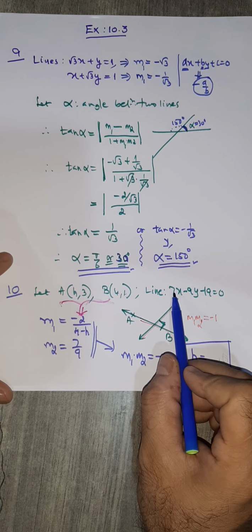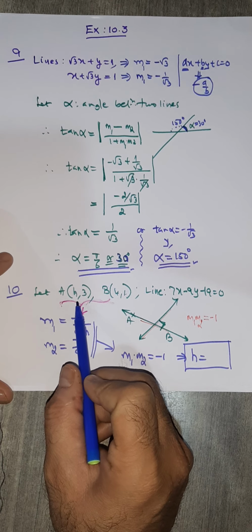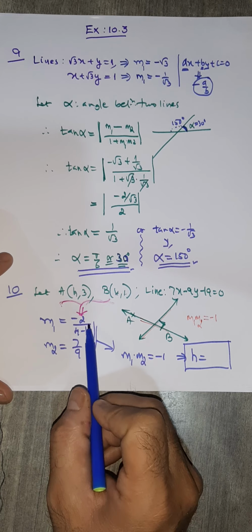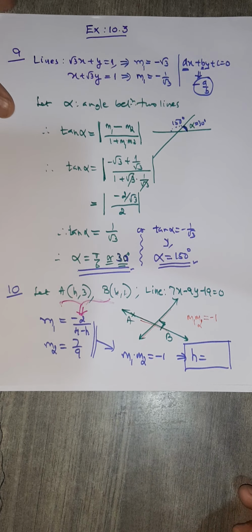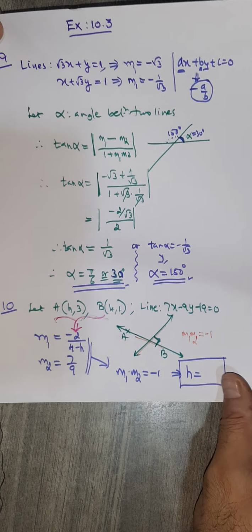The slope of this one is minus a by b, 7 by 9, where b is minus 9. What about the slope of AB? 1 minus 3, that is minus 2, upon 4 minus h. You are given 2 points, so you can use y2 minus y1 upon x2 minus x1. So this much you can do.